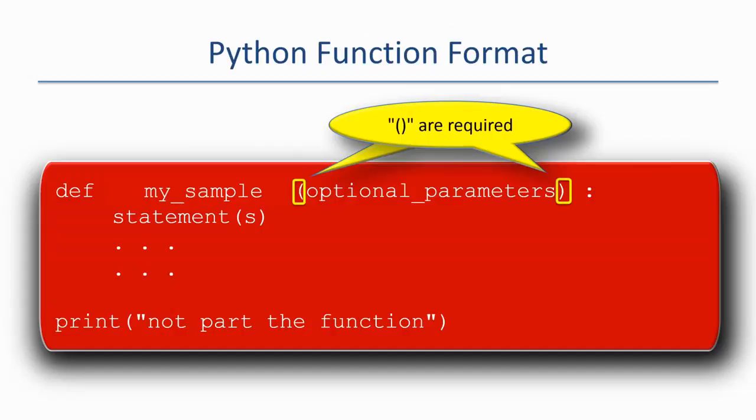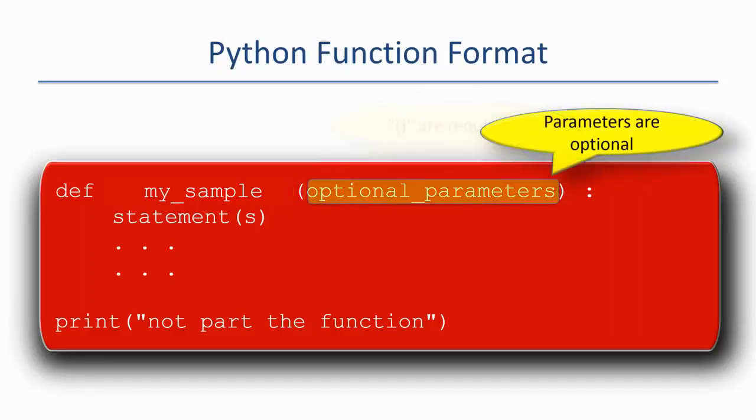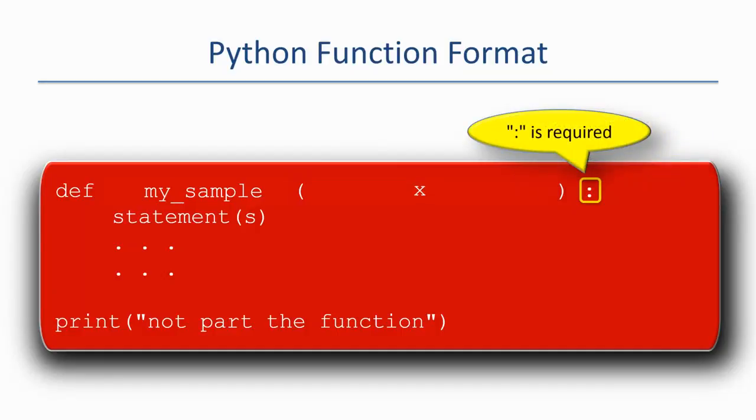Next, you need a pair of matching parentheses. Inside the parentheses, you can put optional input parameters. Optional means that you can have a function with no input parameters, or you can have one or two or more parameters. After closing the parentheses, you must have a colon, and the colon is always required.